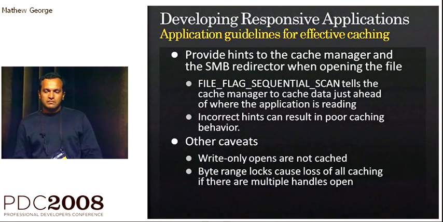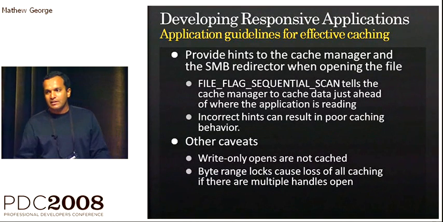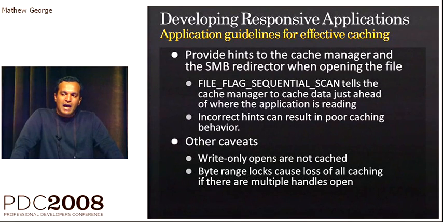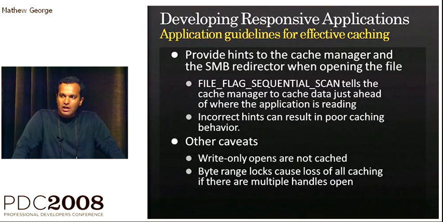Byte range locks also cause loss of caching, especially when there are multiple people accessing a file. If you take a byte range lock on a file, if you lock a particular region of a file, you will lose caching.